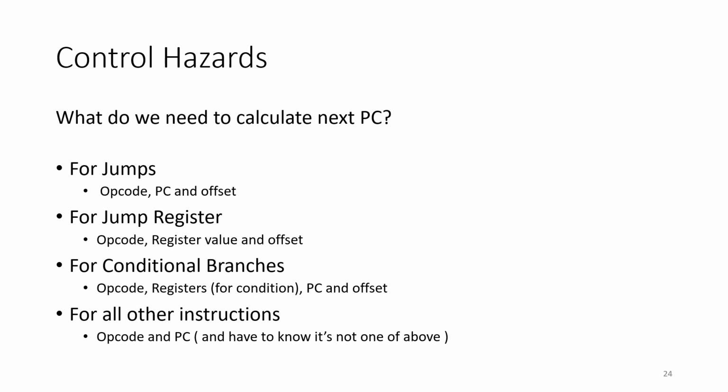Jump instructions need the branch's PC and offset to calculate the new PC. The jump register needs the register value instead of the PC. Conditional branches need registers for the condition and then PC and offset, just like the jump. Regular instructions need simply the PC to figure out the next PC, adding 4. In all cases, the opcode is needed to decide which one it is.